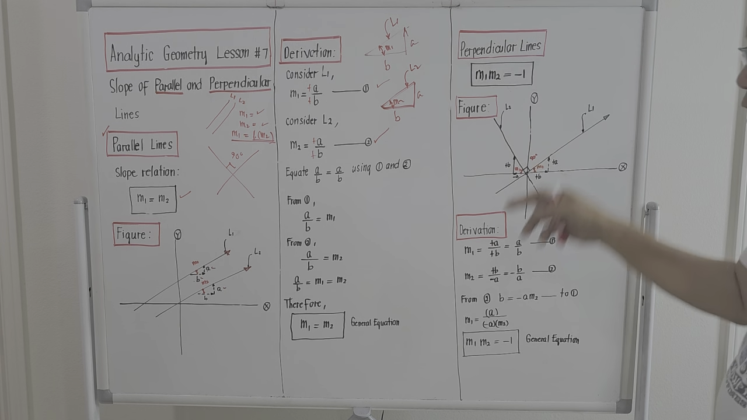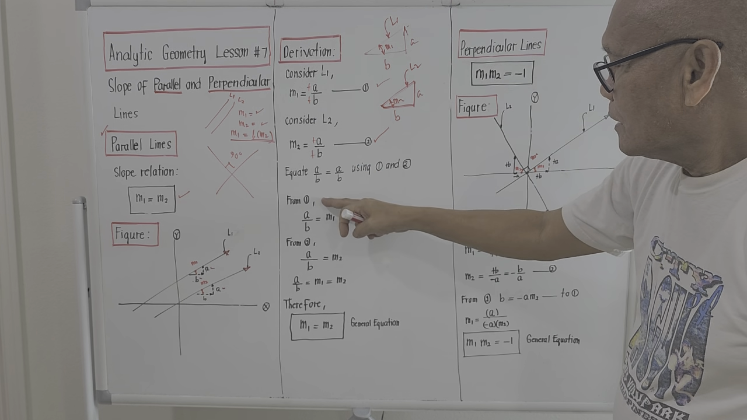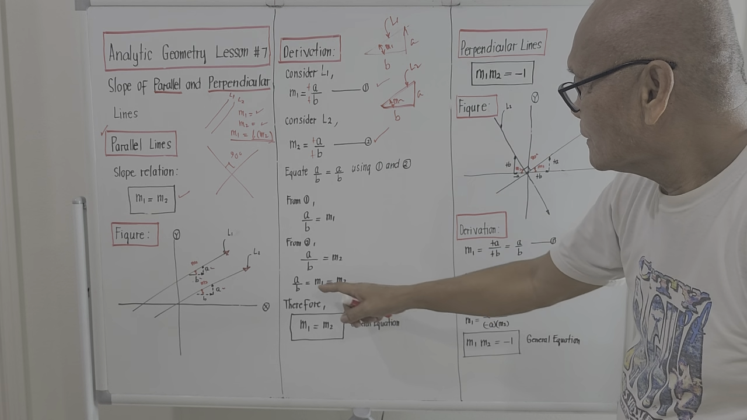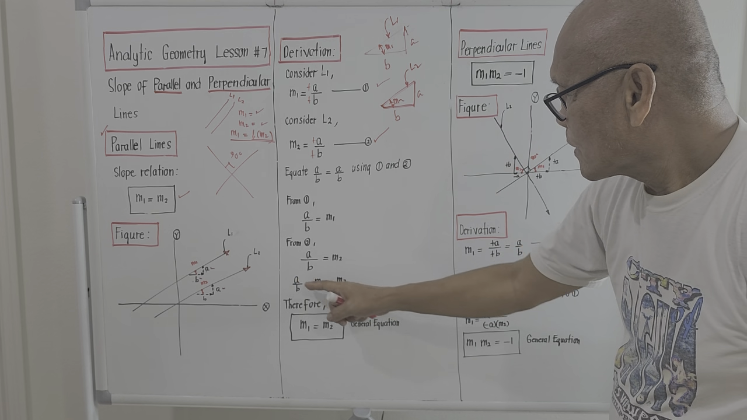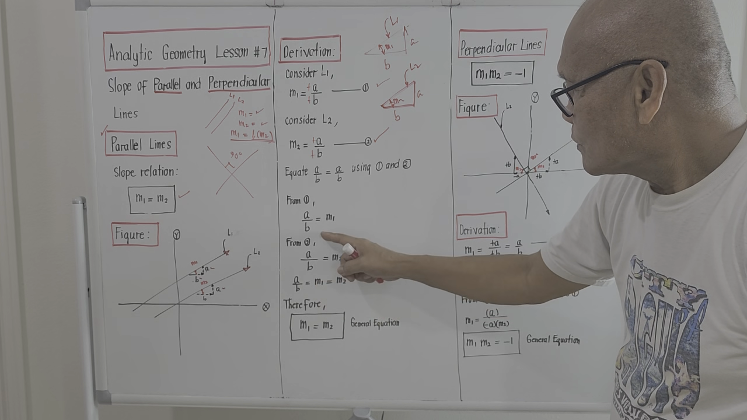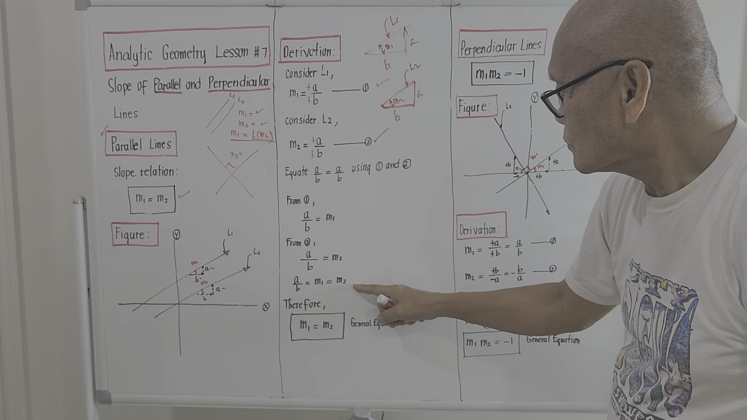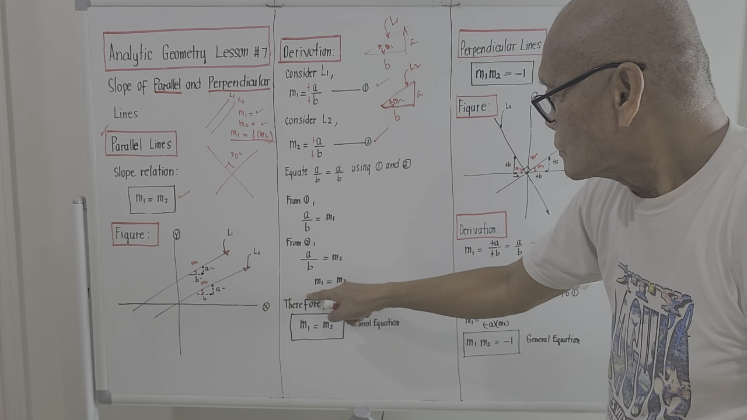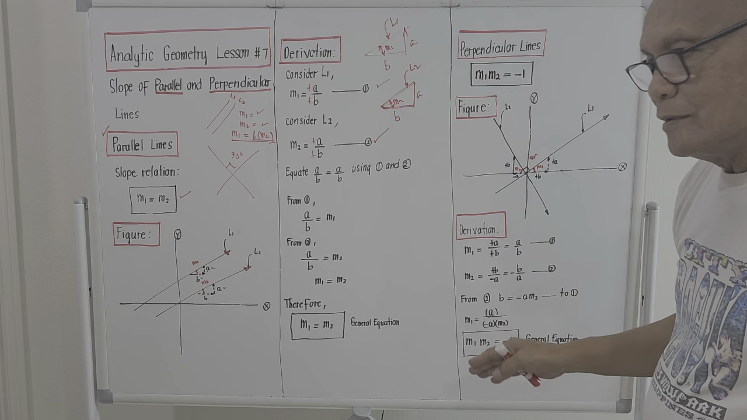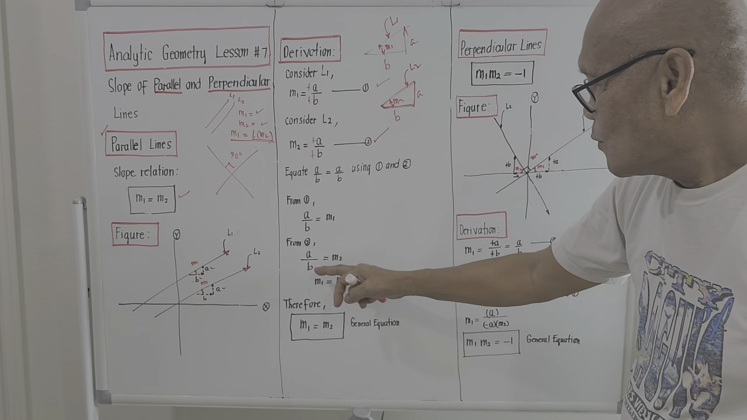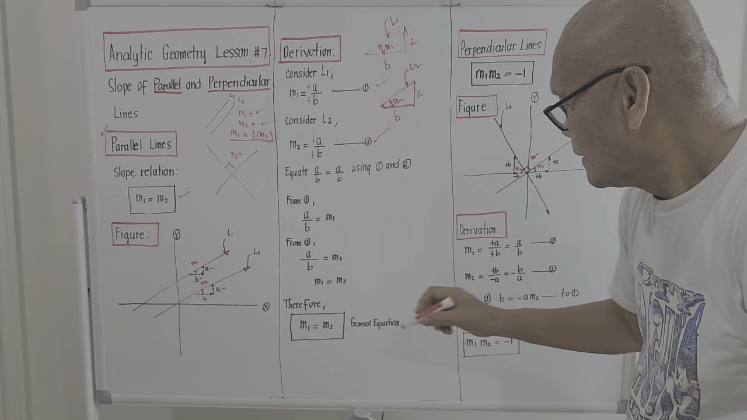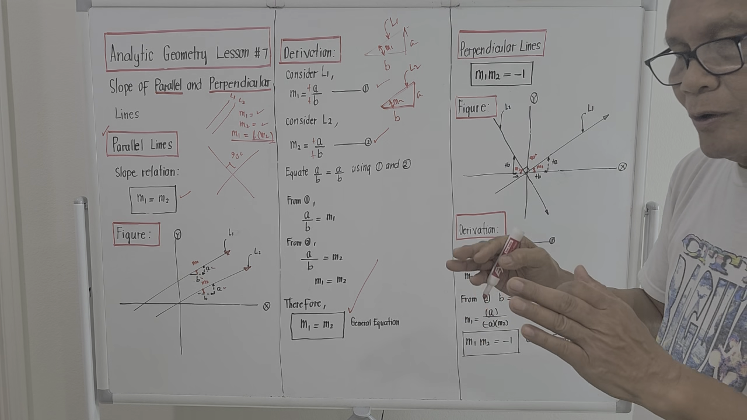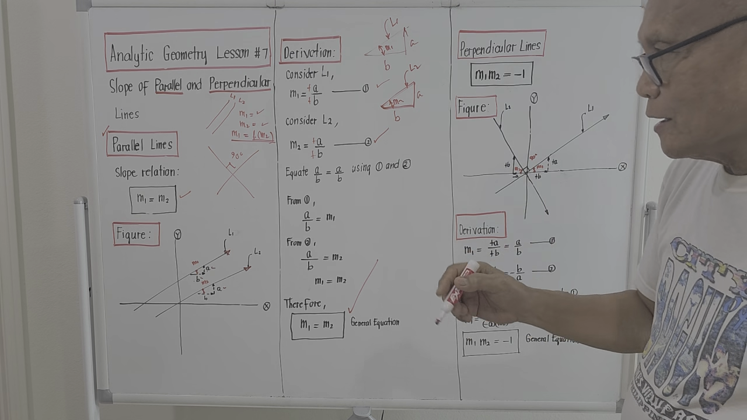Okay? So if we now try to equate A over B equal to A over B using equation number 1 and number 2, from equation number 1, the ratio A over B is M1. And from equation number 2, the ratio of A over B is M2. So we could now erase this one. So therefore, I place it here. M1 should be equal to M2. And this should be the relation of the slope of two lines if they are parallel.